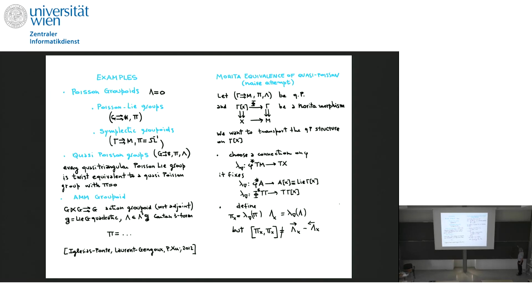A is the Lie algebroid of G. A of X is Lie of gamma X, okay? And the main point is that A of X, you can write it like TX times A over TM, okay? And so when you have a way to send TX to TM, you can take a couple V, A into, you do this, lambda V.